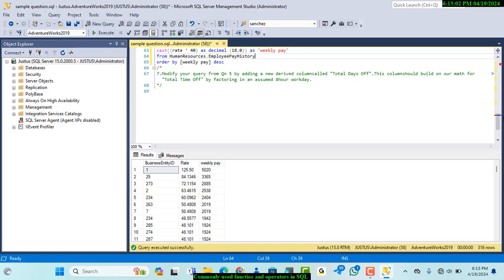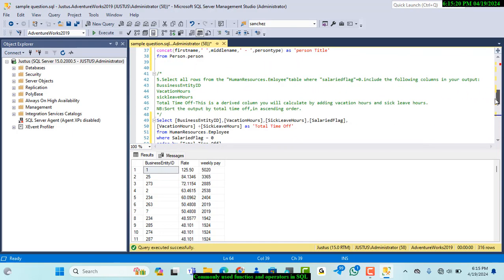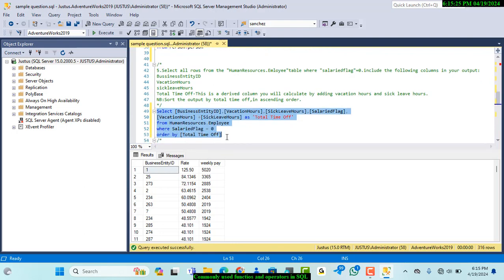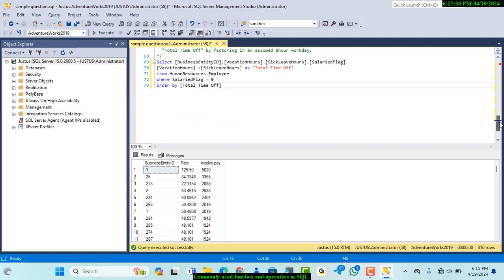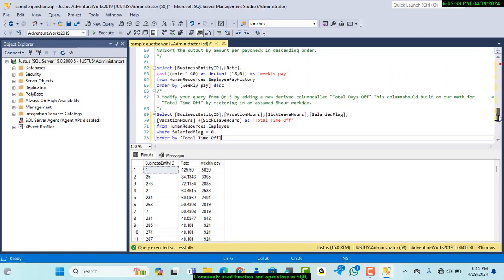So my last question. Modify your query from question 5 by adding a new derived column called total days off. This column should be built on our math for the total time off by factoring in an assumed 8-hour day. So I'm going to lift the question 5 query as it is. I'm going to copy it, then I paste.